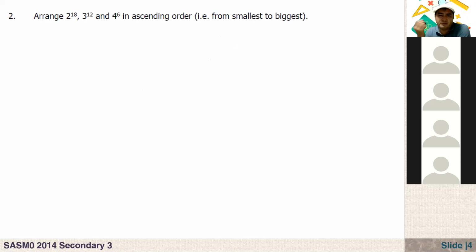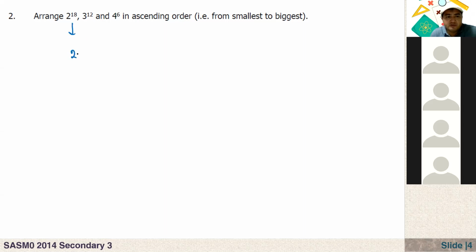In ascending order means from the smallest to the biggest. Either we need to bring them into the same bases or into the same exponents, or the same powers. Here we have 18, 12, and 6. And what is the least common multiple of 18, 12, and 6?